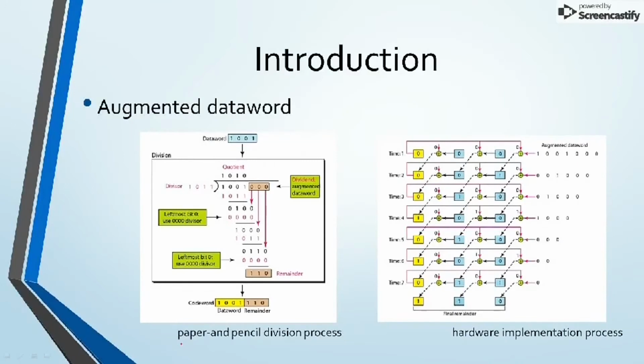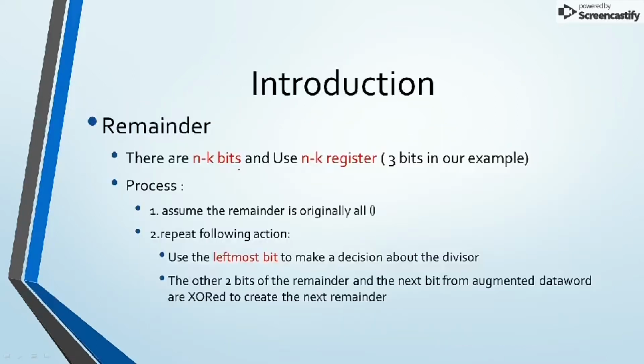The figure on your left is the paper and pencil division process, and the figure on your right is the hardware implementation process. The left one is shifting to the right 1 bit in each step, and the right one is shifting to the left 1 bit in each step.